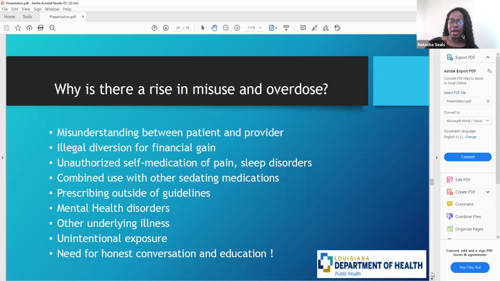Prescribing outside of guidelines can lead to overdose. Mental health disorders. Other underlying illnesses such as heart problems, obesity, and respiratory illness. Unintentional exposure can lead to misuse. And last but not least, there's a need for honest conversation and education. This is so important. We have to have conversations like these to make sure we are educating others and we have a platform to speak when we have concerns.